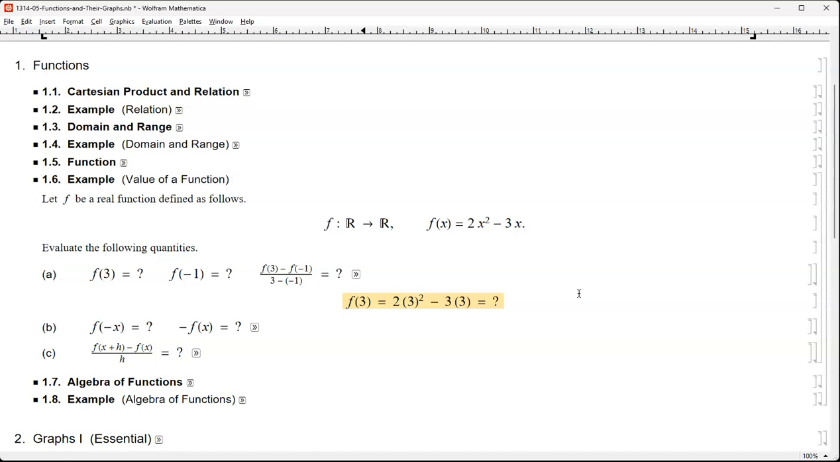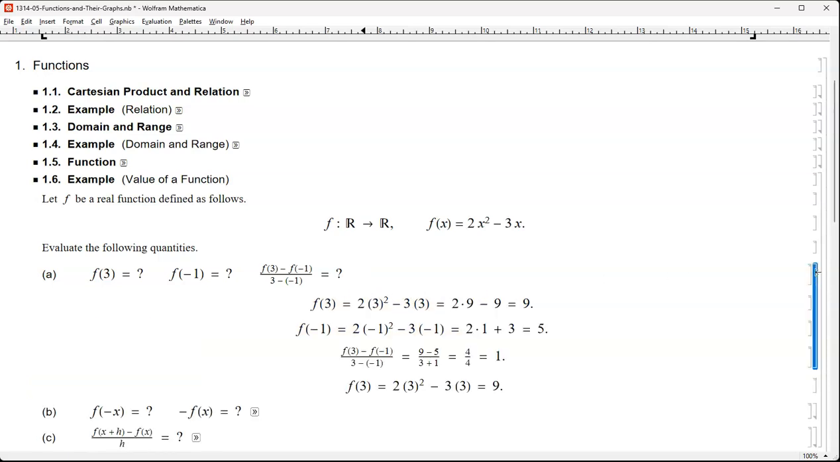9 times 2, so 18 minus 9. Did I do this right? Yeah, that's 9. Well, here's the next example. Substitute -1 in there and do your computation. You're going to get 5. And then this expression, okay, this thing is called the difference quotient or Newton quotient.